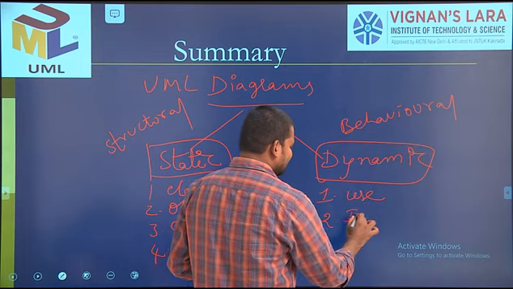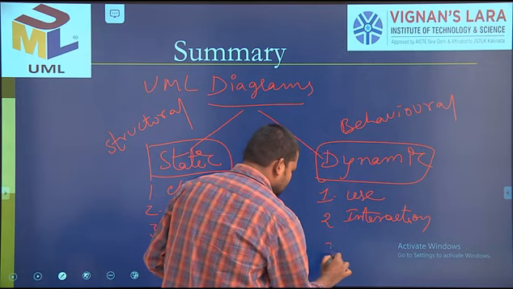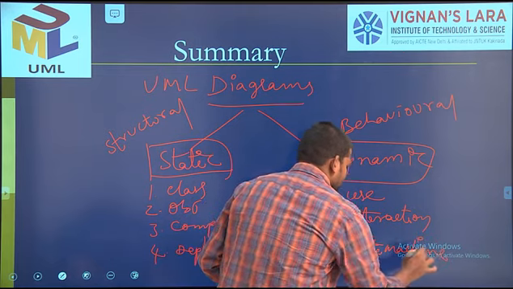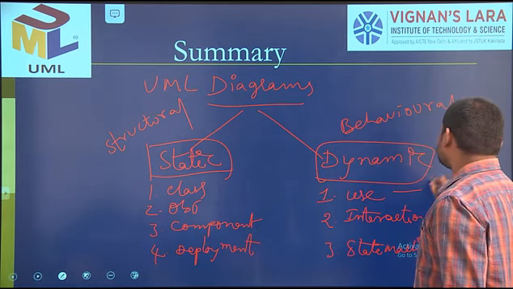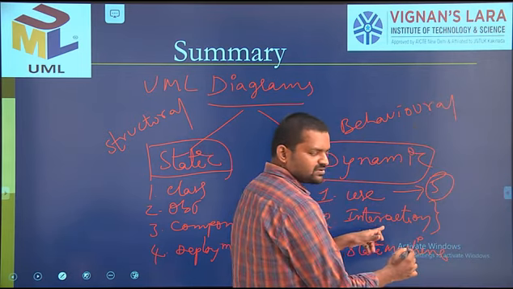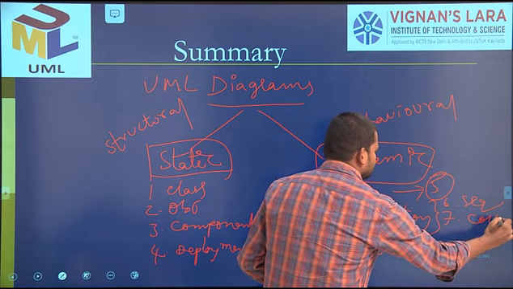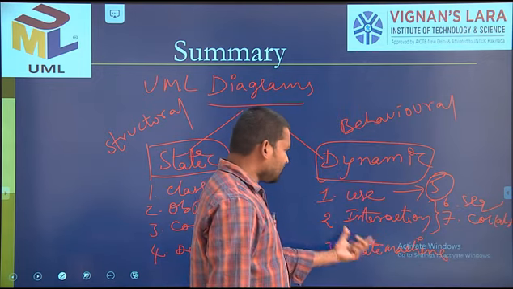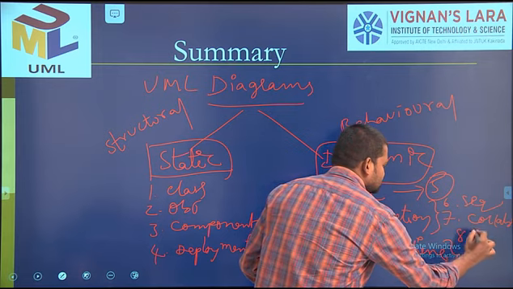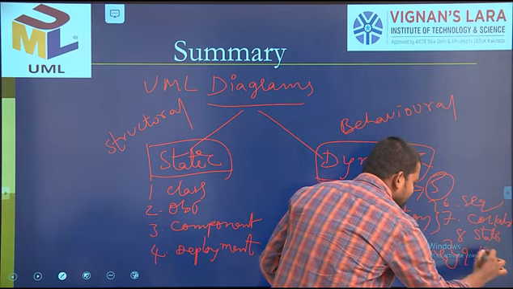Second is the interaction diagram, which is of two types. Third is the state machine diagram, also of two types. The interaction diagrams are the sequence diagram and the collaboration diagram. The state machine diagrams are the state chart diagram and the activity diagram.